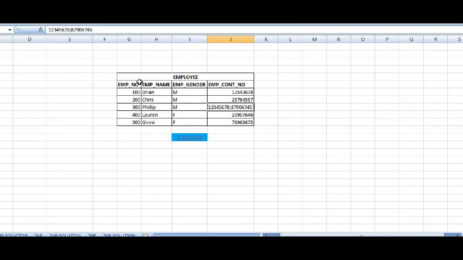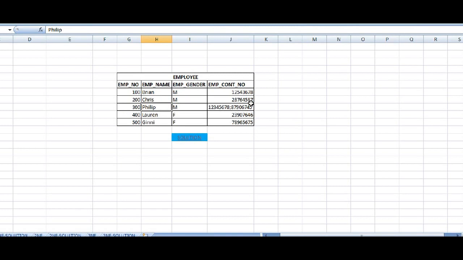For 1NF, I am considering this table, which is the employee table. Employee number, employee name, employee gender, and employee contact number are there. So all employee related information is there, and it is a very common table. If you see the data, every employee is associated with a contact number. Now if you see this row, employee Philip is having multiple phone numbers. This is very common. One can have one primary contact number and the other is a secondary contact number.